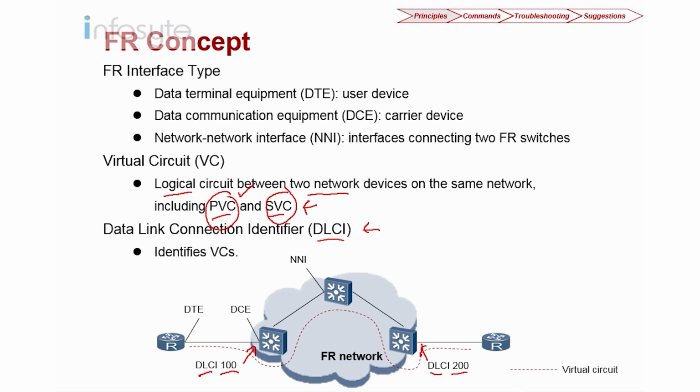So the DLCI identifies different virtual circuits, which means that on one interface, let's say this interface is S0/0/1, I can have DLCI 100, DLCI 101, and DLCI 102, representing the destination that the virtual circuit is connected to. This one can connect to branch A, this can connect to branch B, and this can connect to branch C. So it's very critical for you to identify which DLCI lands on which destination.